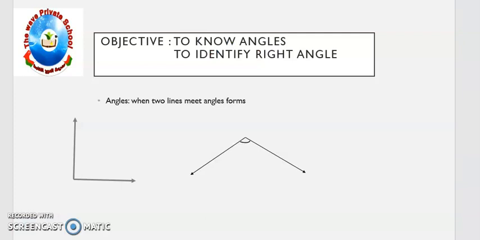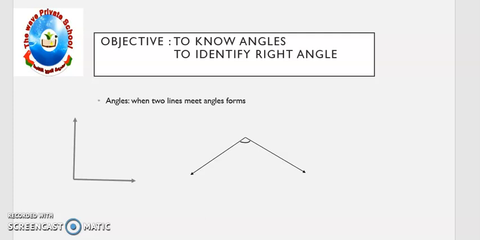Last time in my previous video I told you about angles. Like in my videos before, I have two objectives: to know angles and to identify right angles. Our first objective was achieved. So today we will focus on our second objective, that is to identify right angles. Before starting the second objective, let us revise the first objective.